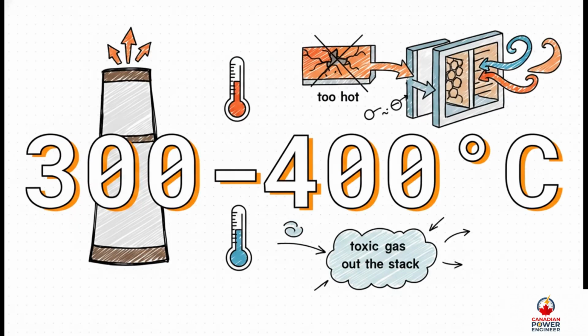300 to 400 degrees Celsius. This is not just a random range. This is your absolute Goldilocks temperature window for the SCR system to even function. The flue gas has to be cooled to this exact window before it hits the parallel plates or ceramic honeycombs that are coated with vanadium, platinum, or titanium catalysts. If that gas is too hot, your catalyst gets damaged, but if it's too cold, the chemical reaction just doesn't trigger, and you end up venting toxic gas straight out the stack.